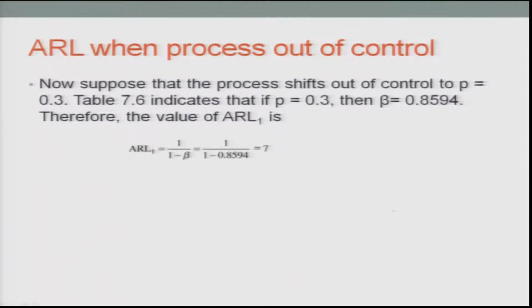Now, suppose that the process shifts out of control to a P value of 0.3. Then, again doing the calculation, the average run length comes out to be about 7.